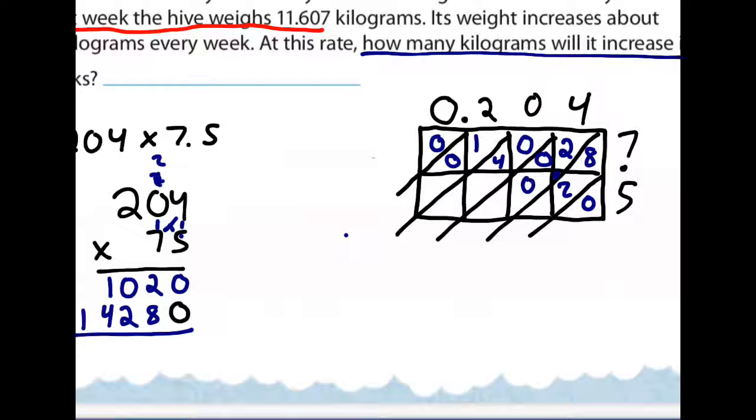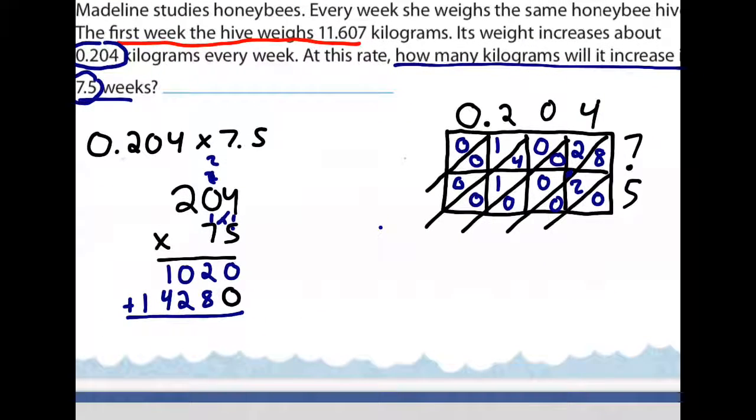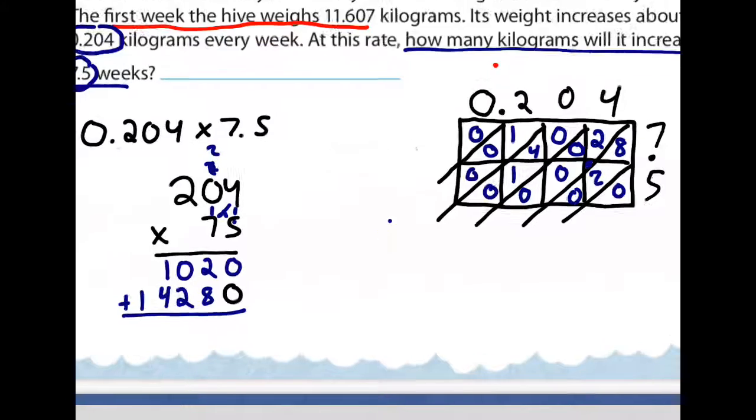5 times 0 is 0. 5 times 2 is 10. And 5 times 0 is 0. Okay, so lattice people, you could always pause the video to check and see if you have your numbers right. Okay, so now I'm going to add them up on both sides. Traditional, you're going to get the same answer, by the way, if you did it right.